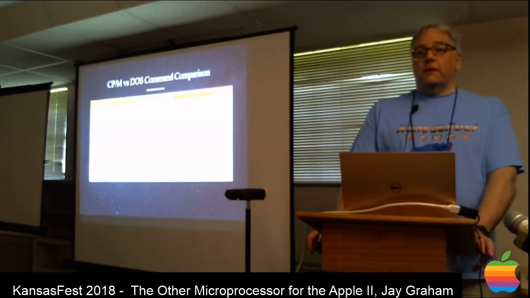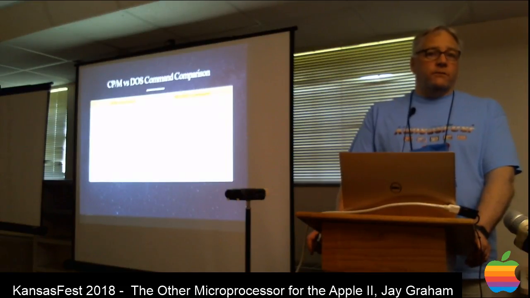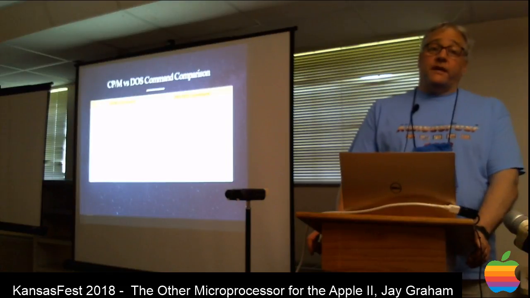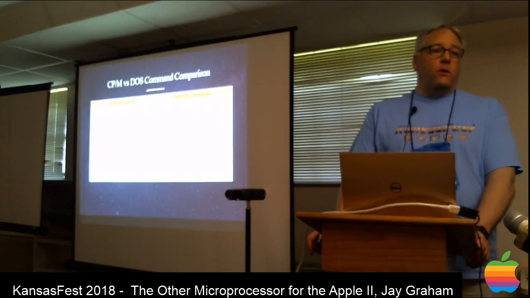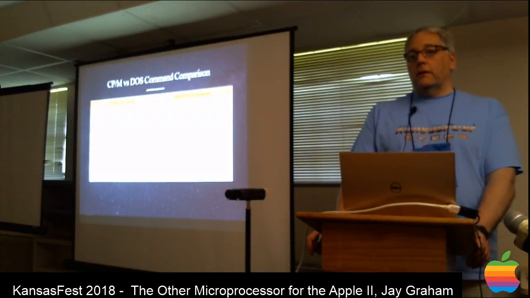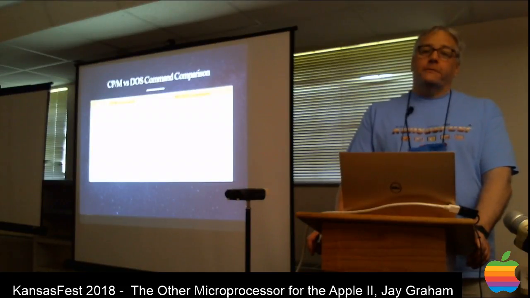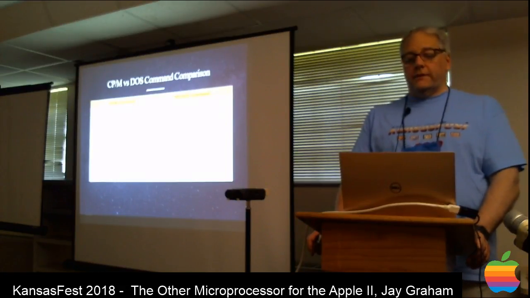Does anybody see something unique about those two commands? Yeah, ask backwards. So this killed me when I was going from CPM to DOS. I can't tell you how many times I overwrote files. With PIP, the destination went first, and the source came second. So PIP A colon equals B colon star dot star moved files from the B drive to the A drive. Copy A colon space B colon star dot star did it exactly the opposite in DOS.